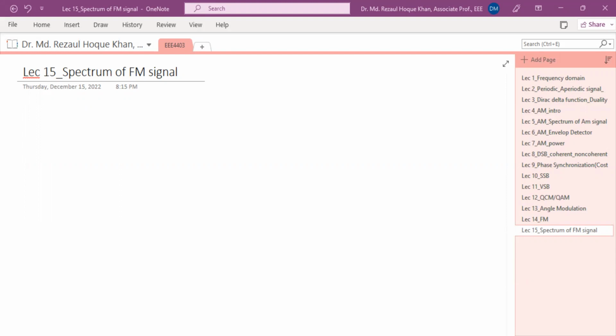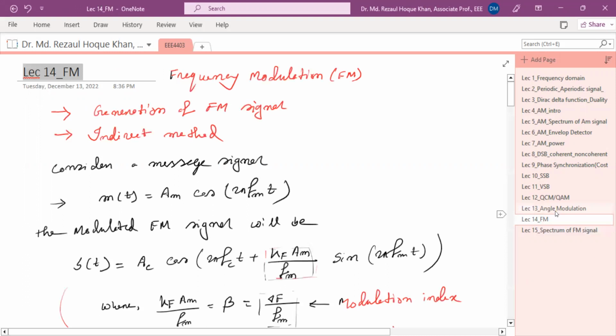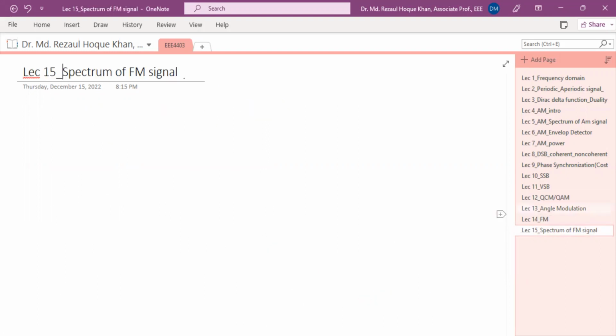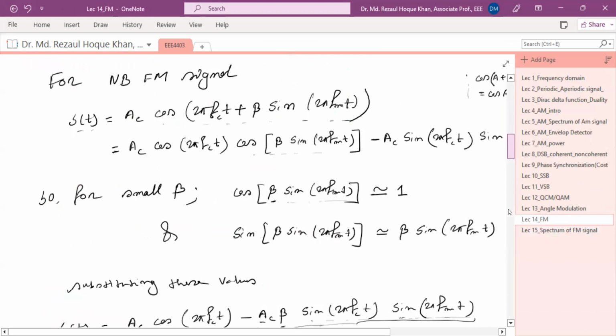In the last class, we presented the frequency modulated signal. In this lecture, we'll see the spectrum of this modulated signal. We know how the frequency modulated FM signal looks, and we showed you in an earlier equation.